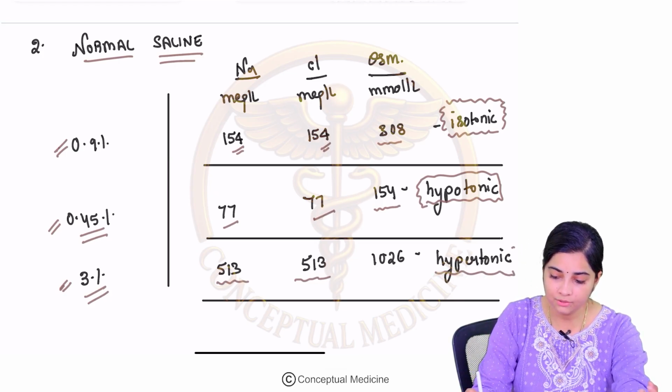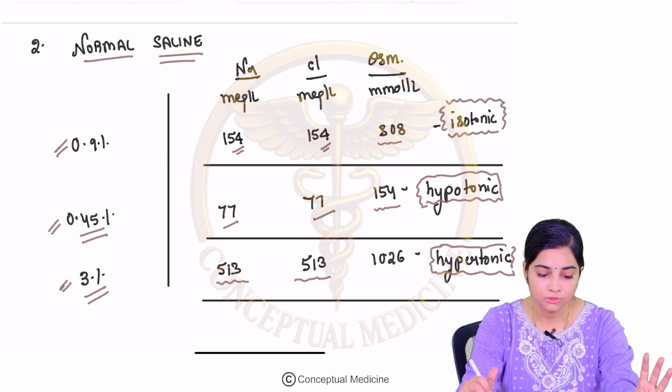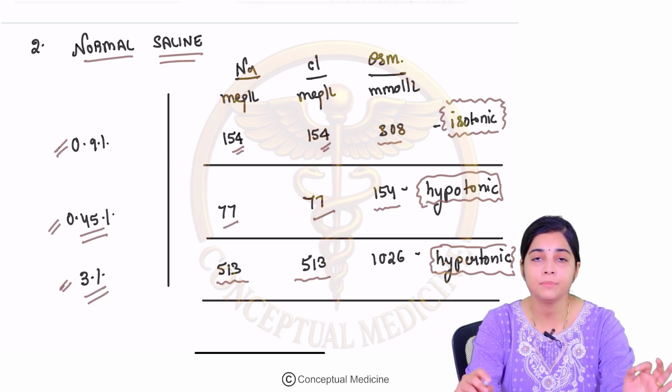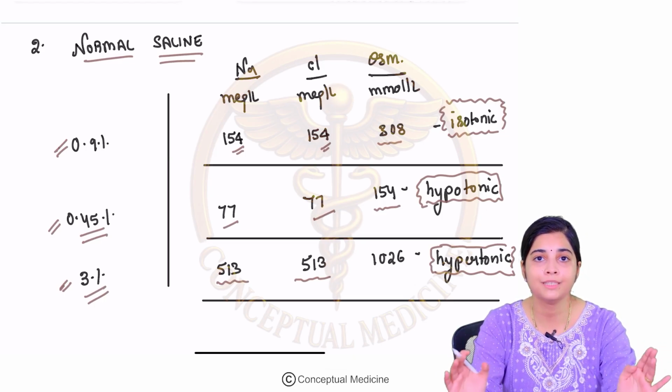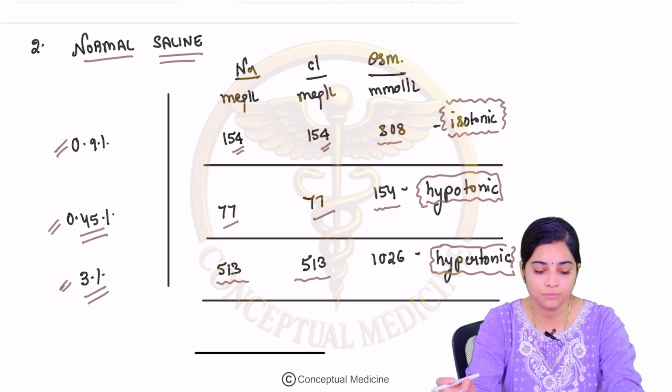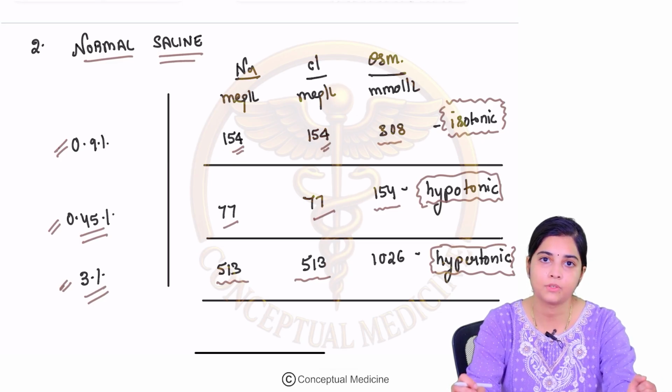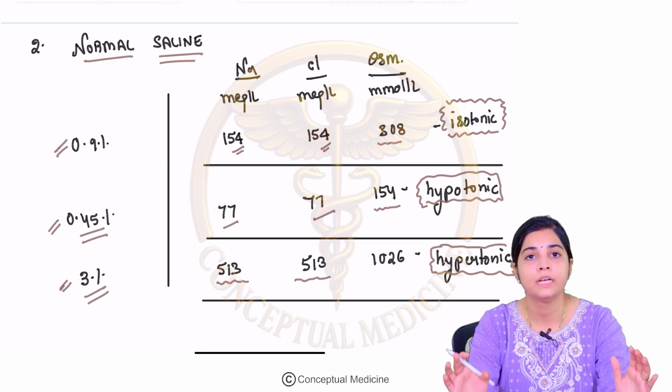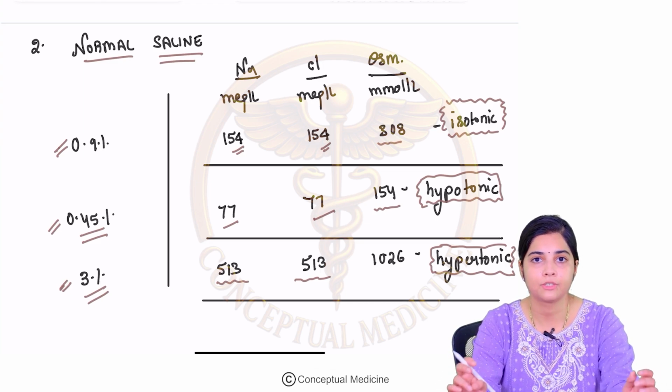When you see 3% NaCl, it is about 513 milliequivalents of sodium and chloride and it is a hypertonic solution. So you just remember that 0.9% NaCl is the most commonly used normal saline concentration and it is isotonic to plasma. 0.45% is hypotonic and 3% is hypertonic. And you should be remembering the amount of sodium and chloride which is present in it.